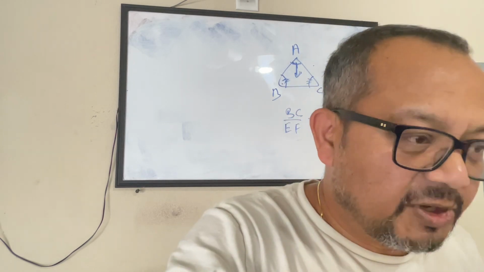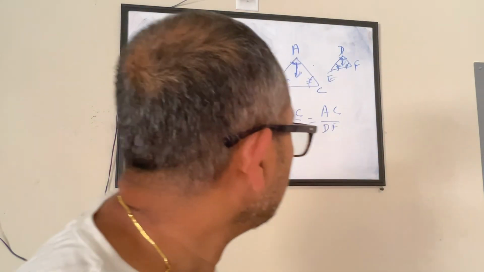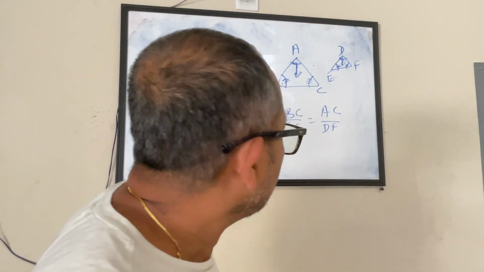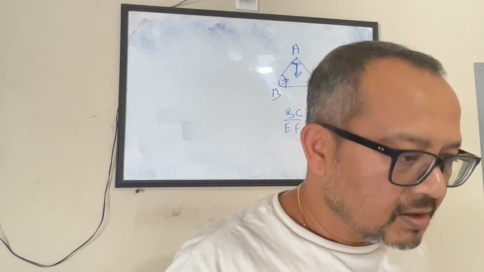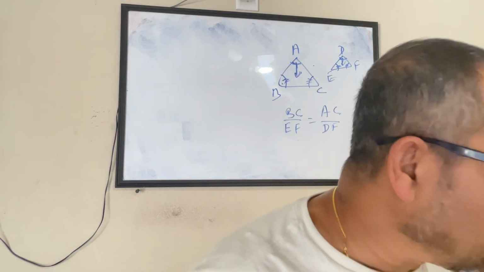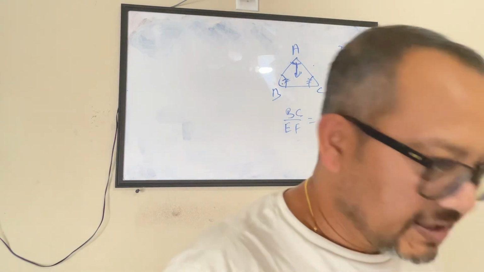Sir, I have good news, sir. Yeah, tell me. So you use this BC by EF and this proportion for similar, or comparison of A, B, C, and D. So you use that to compare. We use that for? Compare. Yes. So this is what it says.